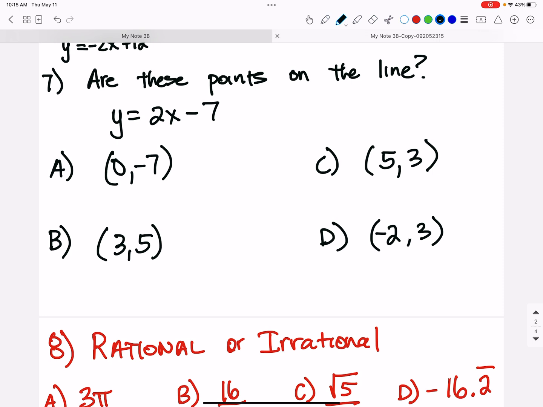All right, are these points on the line? The points are on the line if you can plug them in and they work. So let's see. I know this one's on the line because that's the y-intercept for -7. But let's see. I'm supposed to take my x and multiply it by 2. 0 times 2 is still 0. And then I'm supposed to subtract 7. So then -7 is -7. Yeah, it works. So this point would be on the line. Do the other 3.